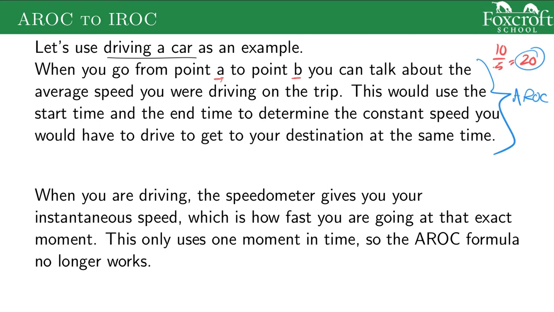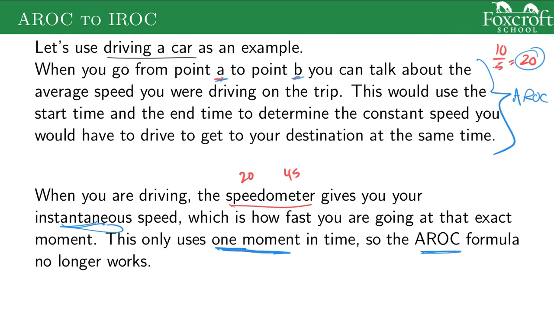But as you're driving, your speedometer gives you a reading that says how fast you are driving right now. Maybe it says 20 sometimes, maybe it says 45 sometimes. This is the instantaneous speed you're driving right now. This is different from average rate of change, because average rate of change uses two different points, the starting point and the ending point. Instantaneous speed only uses one point. It's just what's happening at this one moment in time.